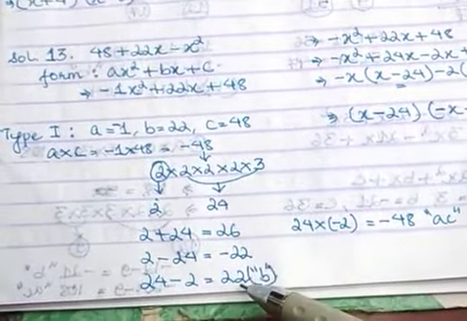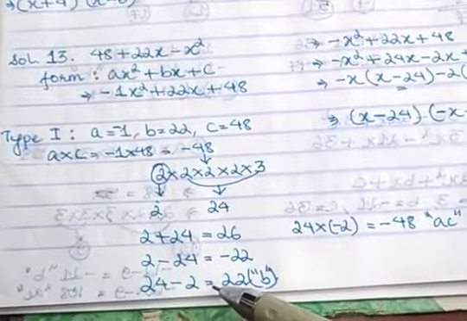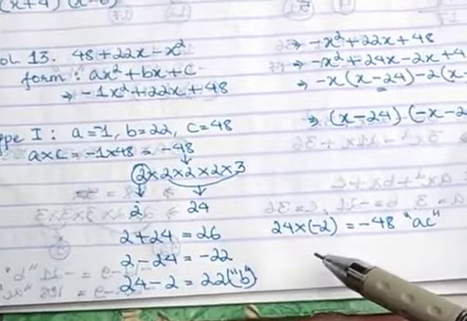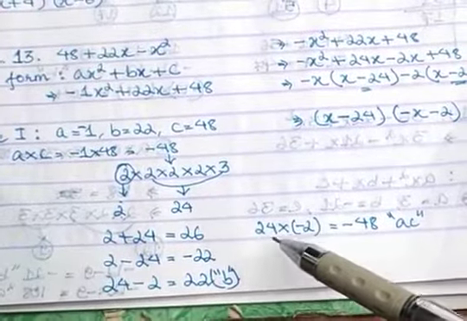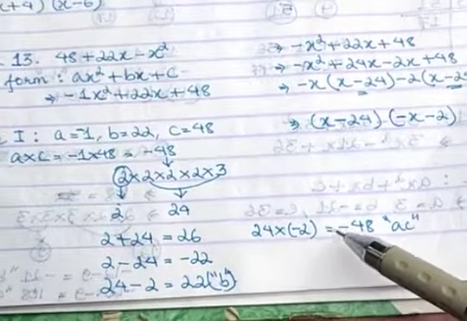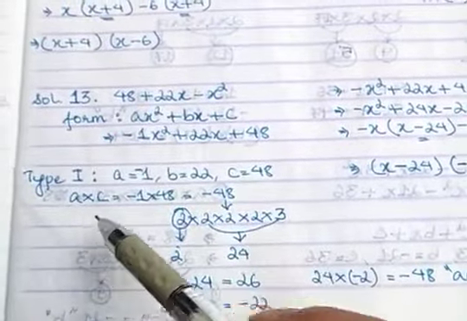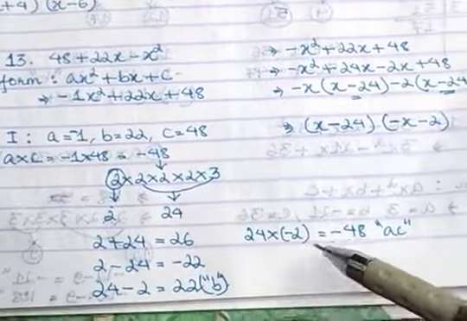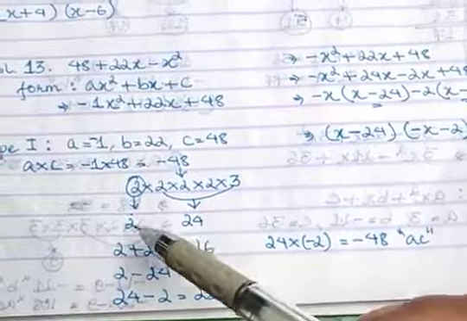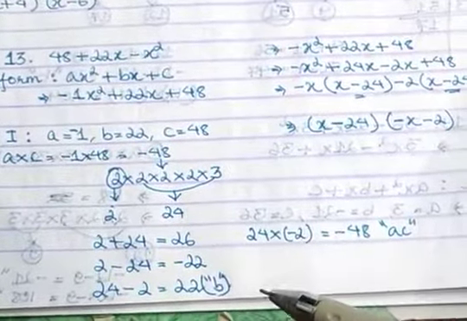So I got positive 22, 24 minus 2. Okay. Now if you multiply it, let's see what happens. 24 into minus 2, plus into minus is minus, 24 times 2 is 48. Exactly, I got the value of AC. See, AC was minus 48. So now what do I get to know? I get to know that the factors are 24 and minus 2.